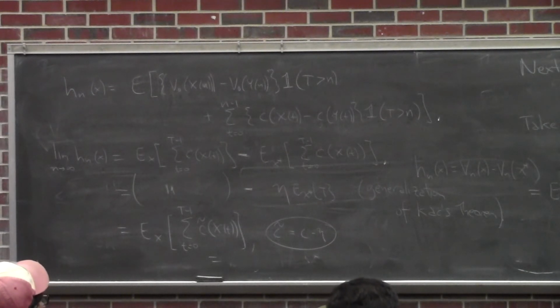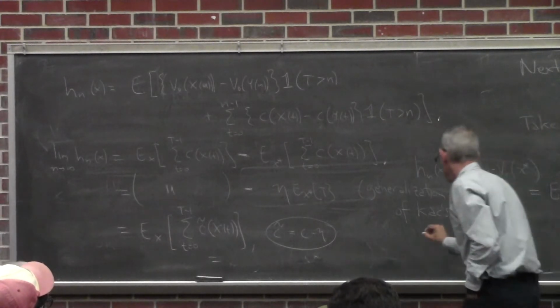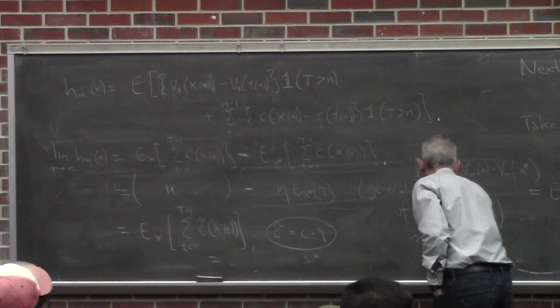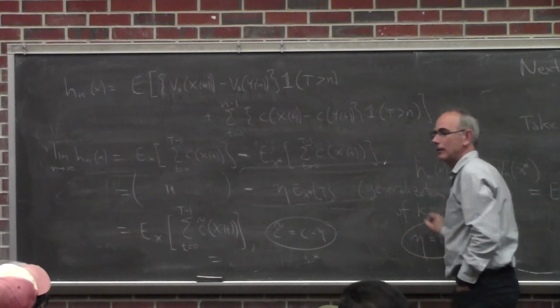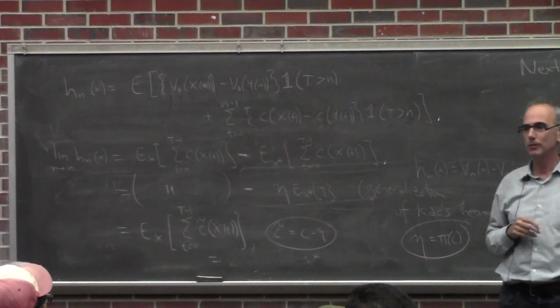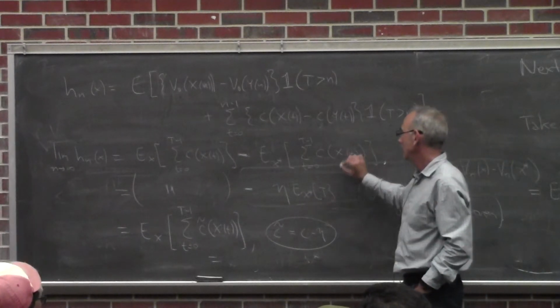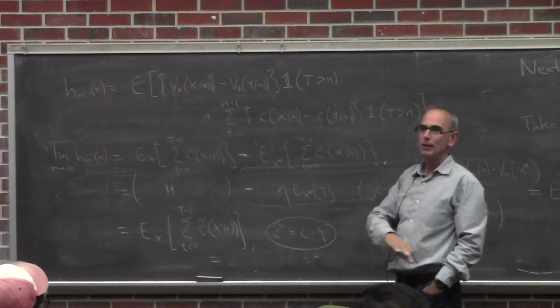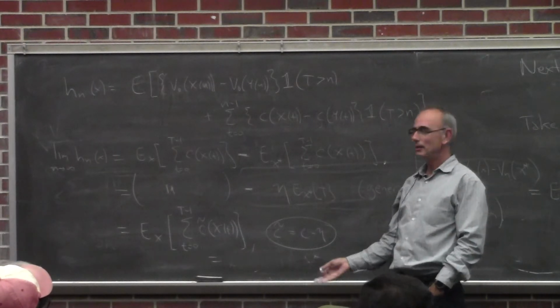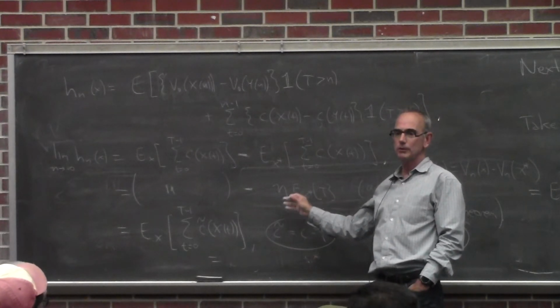What specifically is eta here? It's the value of the... Oh, eta was pi of c. The same, yeah. We started with that somewhere. We're talking about Poisson's equation. So that's what Kac's theorem says. It relates cost over cycle to the average cost in the infinite horizon.